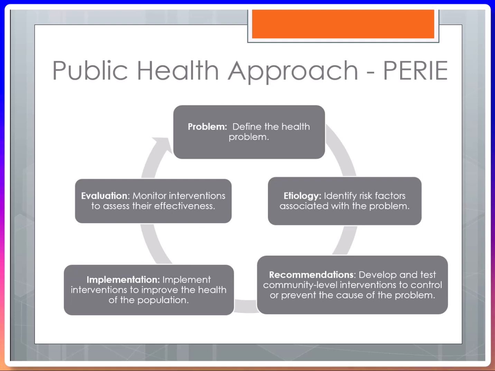We then look at the etiology. Epidemiologists also help us with this. This is where we're looking for the cause of the problem. We're identifying risk factors associated with the problem so that we understand the problem to a greater extent. After we know the etiology, we come up with recommendations and we develop and test some kind of community level interventions that address the etiology of the problem.